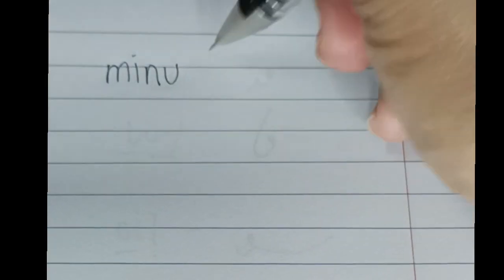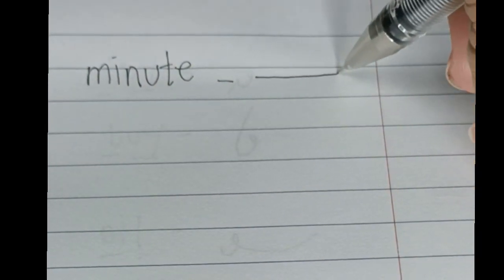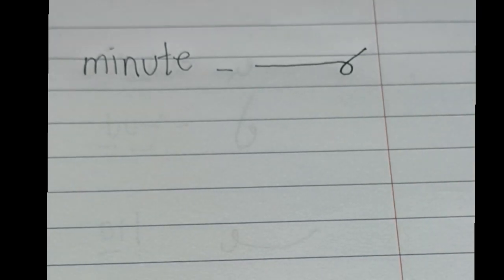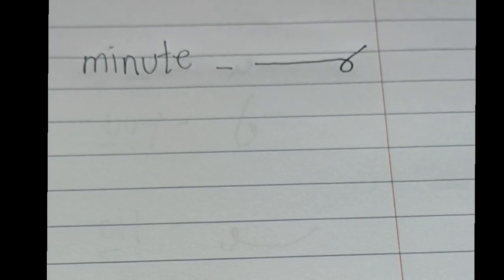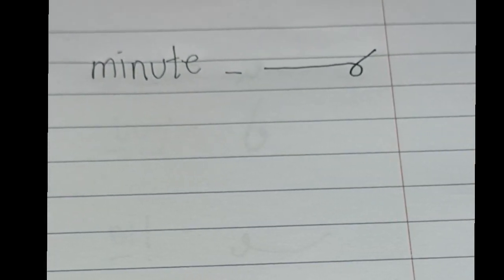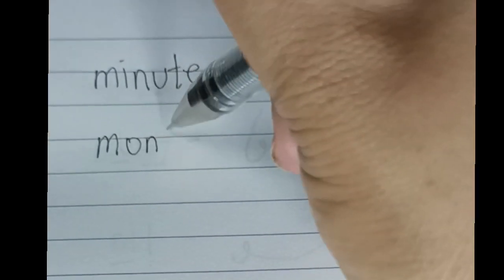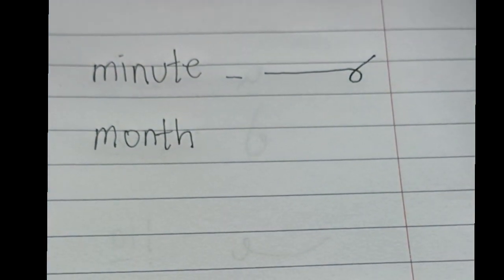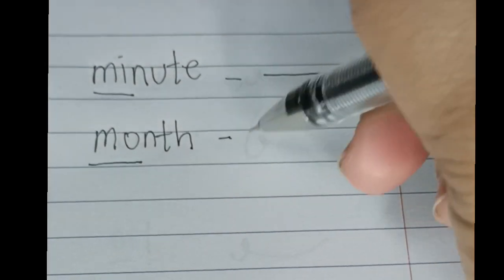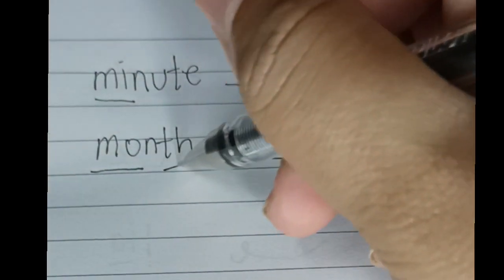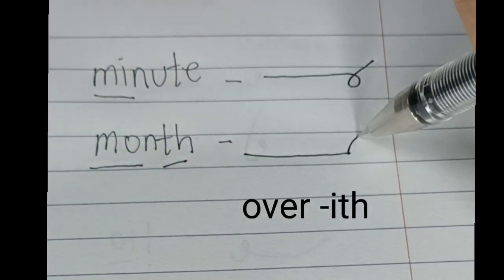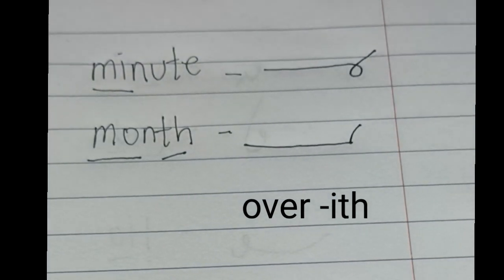Now let's have an example. The word is minute. So we have to use a long straight forward line, and a small circle, then an upward straight line. The word is minute. Next is the word month. We have here the rule min, mon. We have to use the same symbol. Then we have here over if. Alright, so just add over if, that is month.